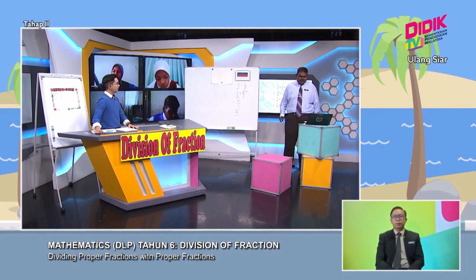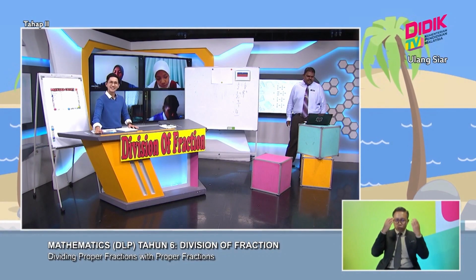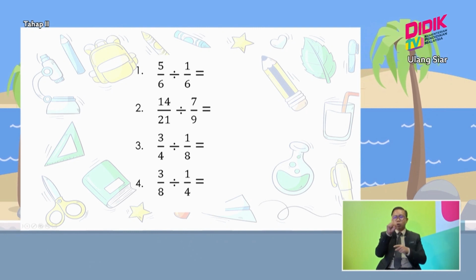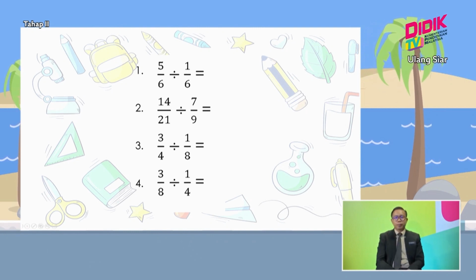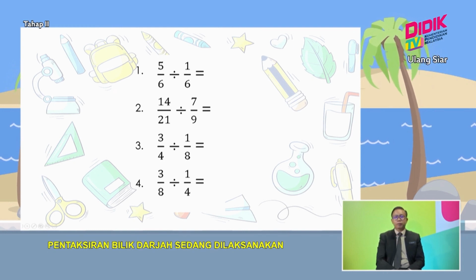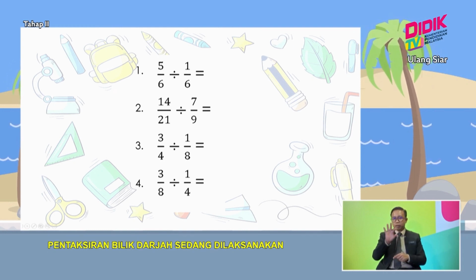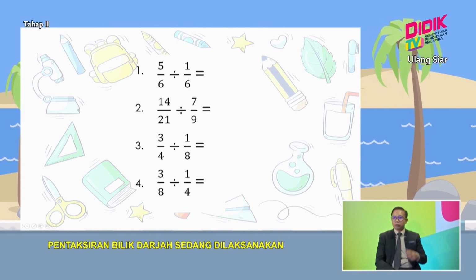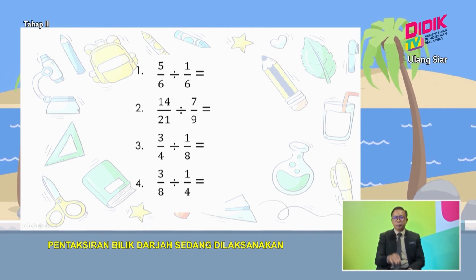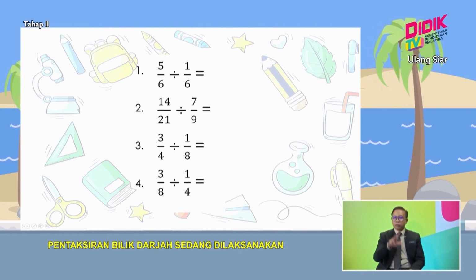Sir, could you help read the question? Sure. The first question is 5 over 6 divided with 1 over 6. The second question is 14 over 21 divided with 7 over 9. The third question is 3 over 4 divided with 1 over 8. And the last but not least, the fourth question is 3 over 8 divided with 1 over 4.